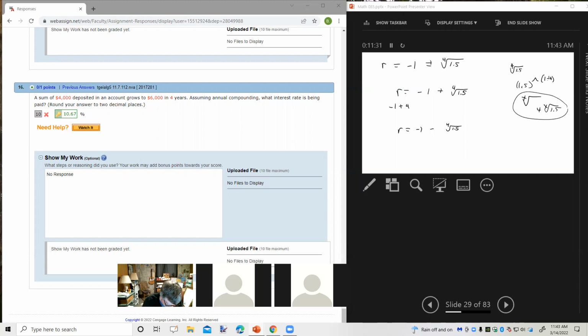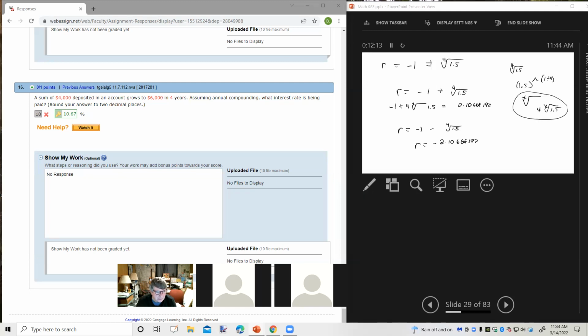So on my calculator, I've got -1 plus, and then I'm going to put in a 4. And then I'm going to access second. So I push the second button and then that. And then I put in the 1.5. And that gives me 0.10668192. Okay, I'm going to come back to that in a minute. Now, if I do the minus, that's going to give me -2.10668192.